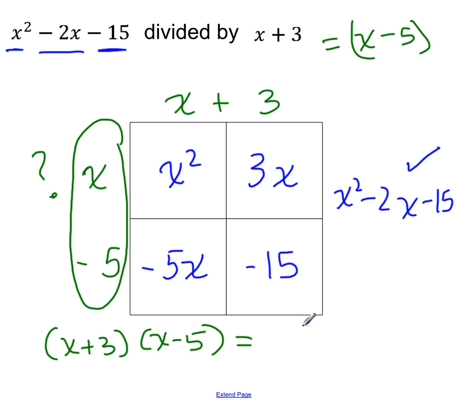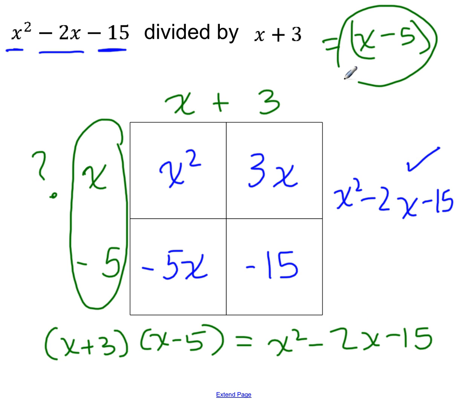And if I FOIL that out, I get x squared minus 2x minus 15. And indeed, that is the correct answer. So x minus 5 is my answer.